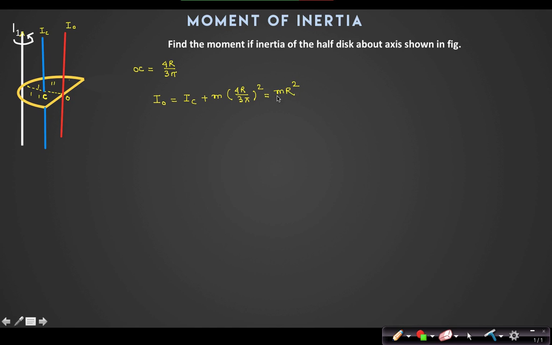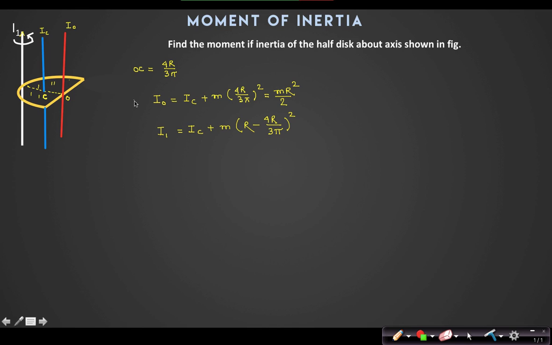Because it is a part of a disk, I can add the similar part about the same axis of rotation in order to get a full disk. Similarly, what is I1 then? IC plus m into r minus 4r by 3 pi whole square. Everyone should understand it.